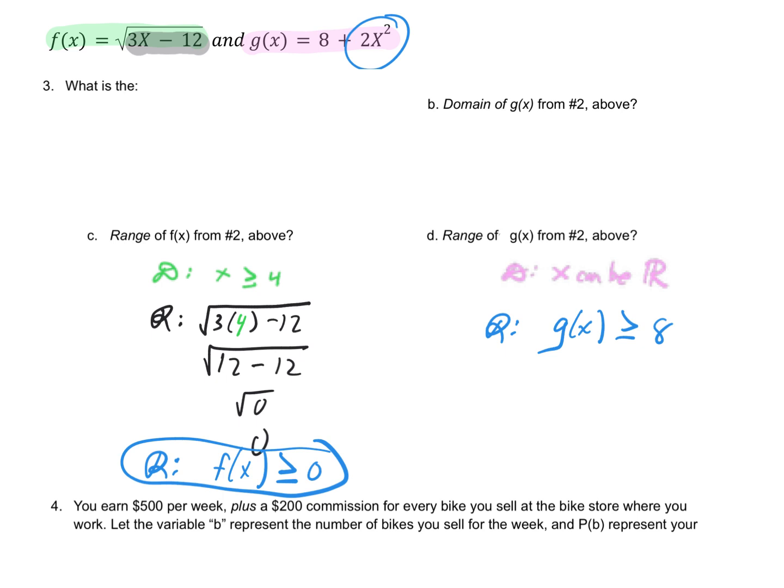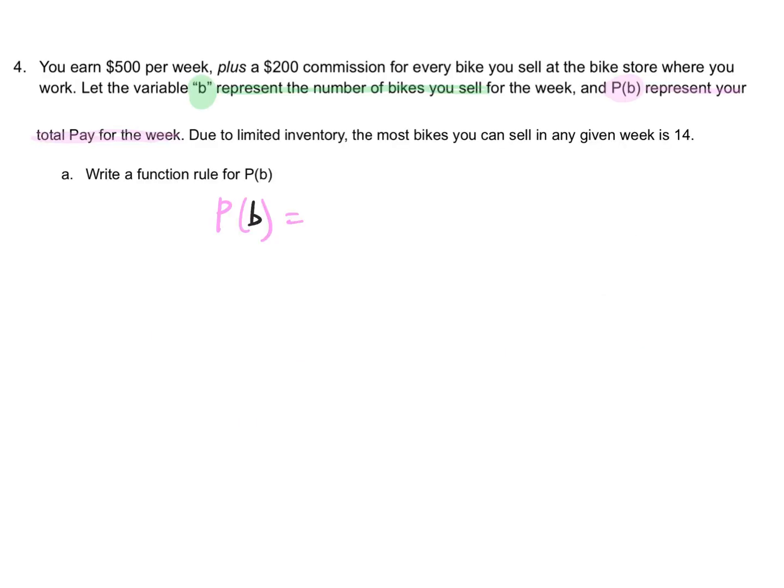All right, let's go on and talk about number 4 then. P of B will be your total pay for the week. Well, you earned $500 for the week, plus a commission for every bike you sell. So we're going to increase our pay by $200 for every bike that we sell. And B is the number of bikes we sell. So we'll multiply the number of dollars per bike times the number of bikes. That's it for part A.